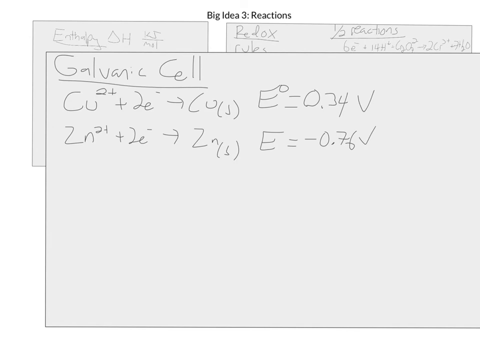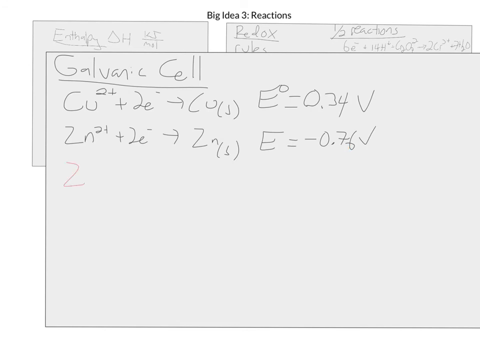These are both being reduced. We can't put them together if they're both accepting electrons, because one of them needs to be oxidized. They have to come in sets. And we need a positive voltage. So real quick, we can see that we need to reverse the zinc reaction, because to get a positive voltage, this negative 0.76 needs to be positive. So if we reverse it, we can do that.